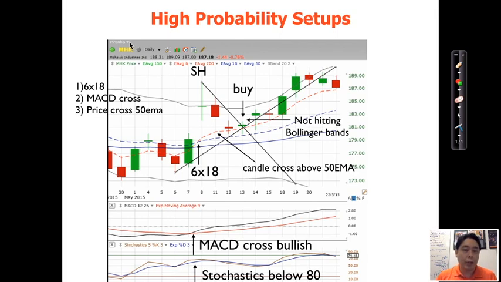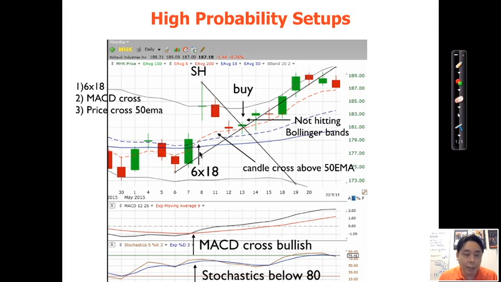Okay, so on MHK, you can see that over here the 6 EMA has crossed above the 18 EMA just after the 7th of May. Can you see that? Okay. Now at the same time, you can see that the MACD has just crossed bullish. The MACD line crossed above the signal line, and this happened on 7th of May. So it's actually the same day, right? So these two happened at the same time on the same day, right?